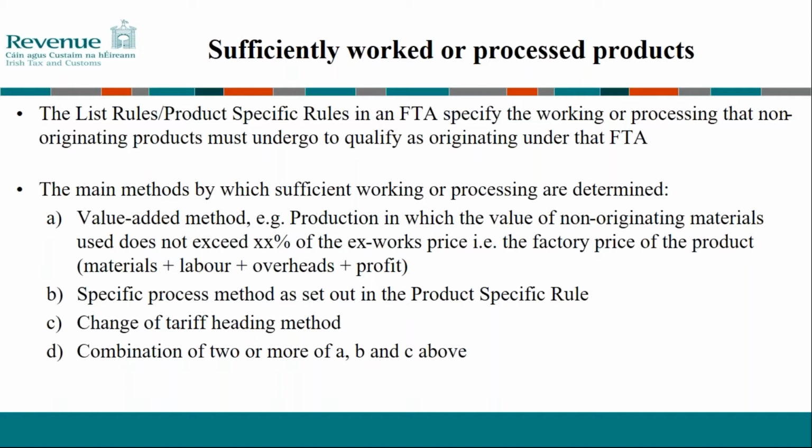In relation to insufficient processing, then the working or processing of non-originating material must go beyond insufficient or minimal processing to confer origin. So examples of insufficient or minimal operations, they will be preserving operations to ensure the products remain in good condition during transport or storage, the breaking up or assembly of packages, and simply mixing of products, whether or not of different kinds, and then the slaughter of animals, they'd all be considered insufficient processing. So it's important to bear that in mind.